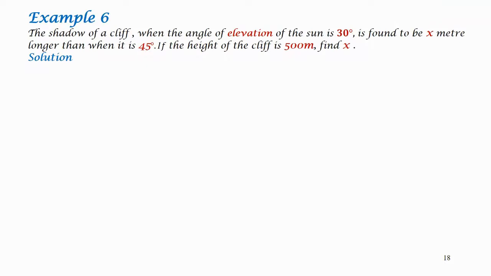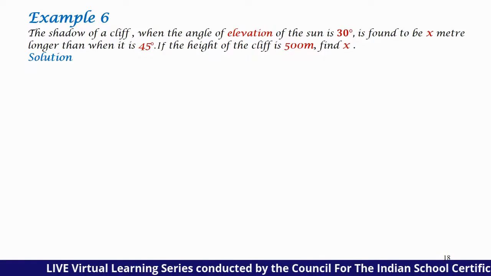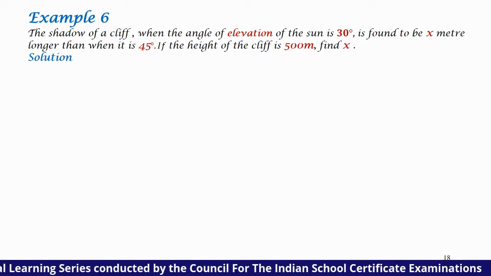Now, next sum: the shadow of a cliff when the angle of elevation of the sun is 30 degrees is found to be x meters longer than when it is 45 degrees. If the height of the cliff is 500 meters, find x.